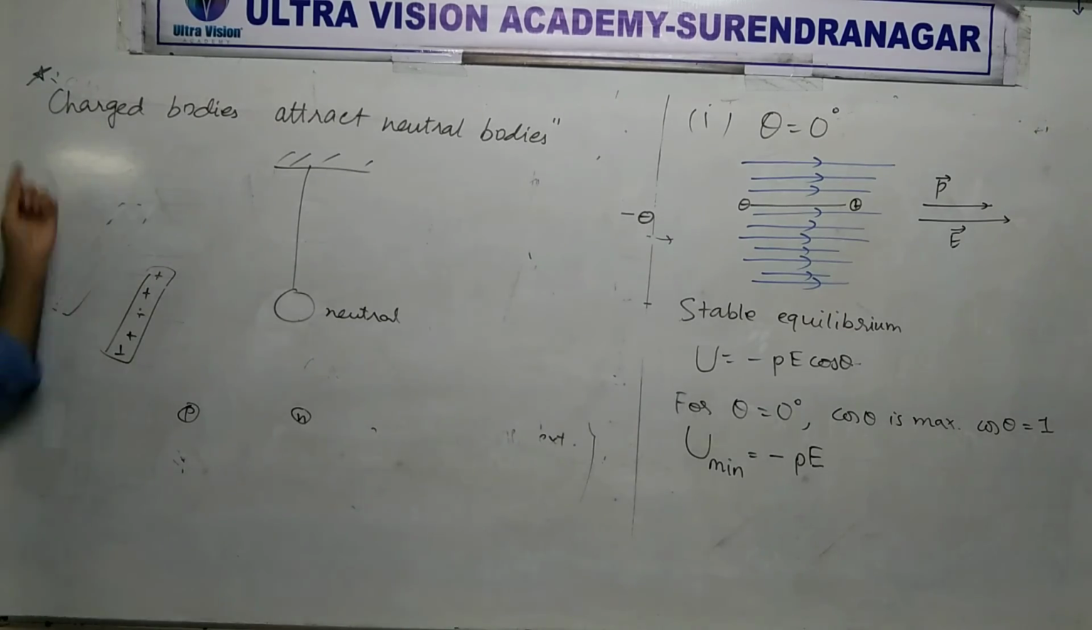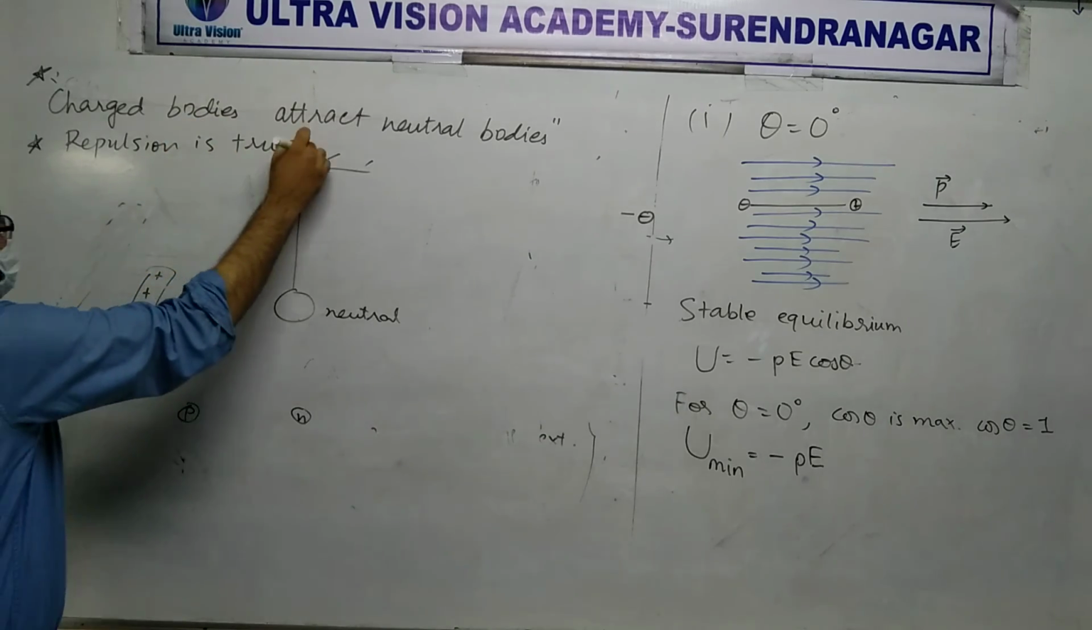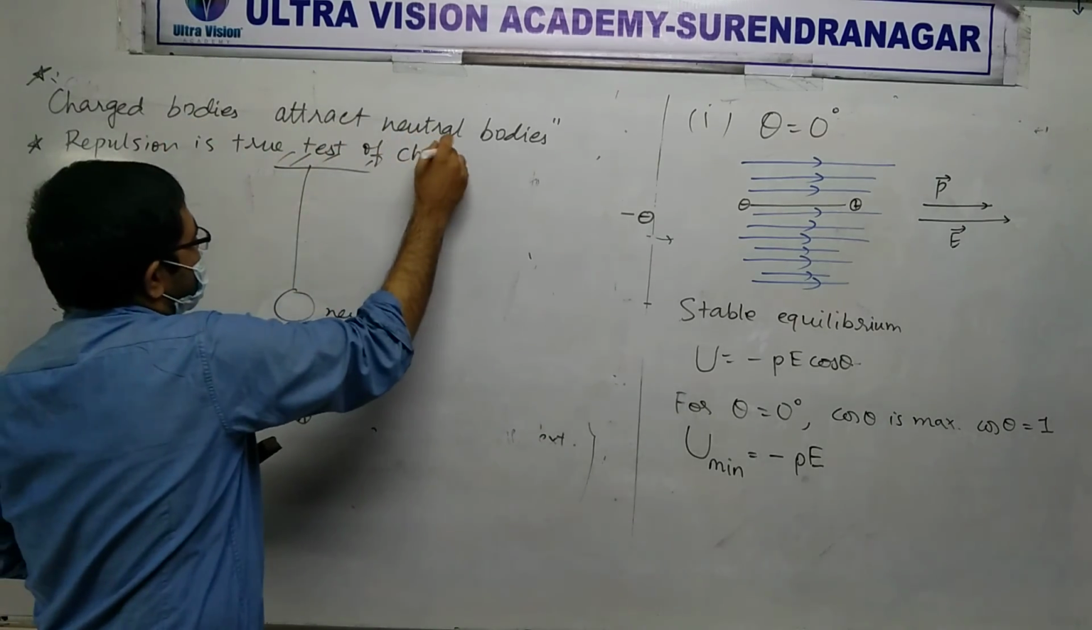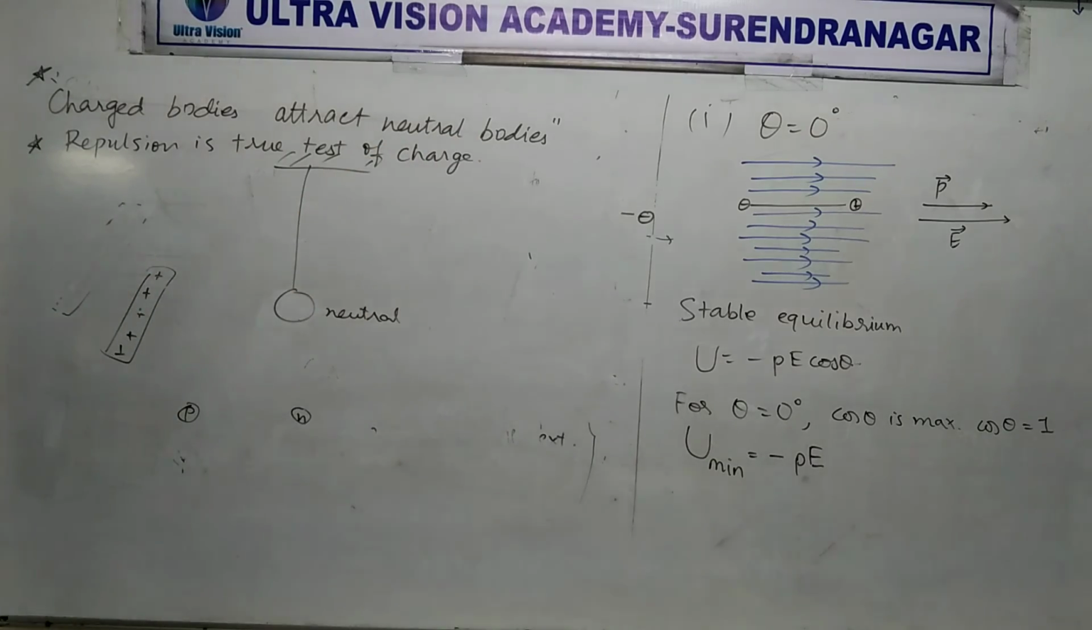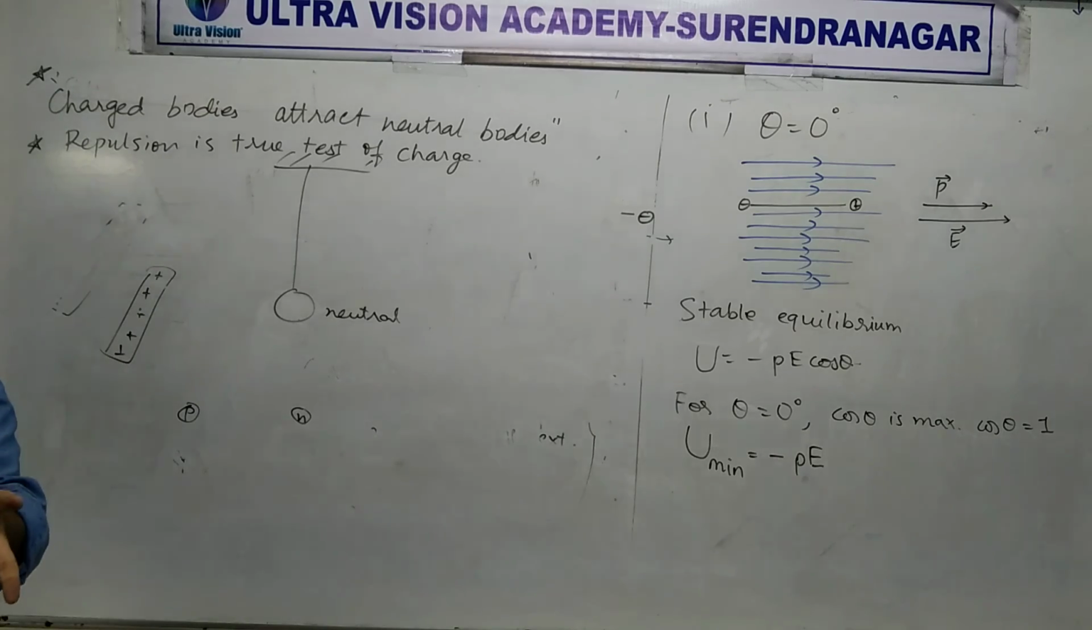Don't forget that sentence. Repulsion is the true test of charge. Another meaning: if you want to know whether a body is charged or not, you have to look for just one thing. What's that? Repulsion. Attraction can happen anyway. Gravitation also attracts, and this sentence also means that a neutral body will be attracted by another charge.